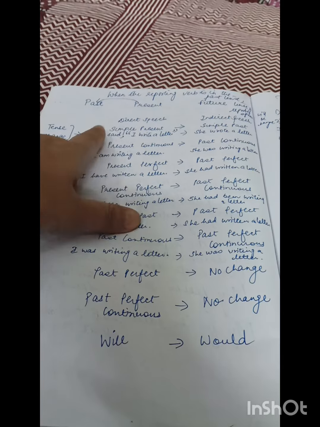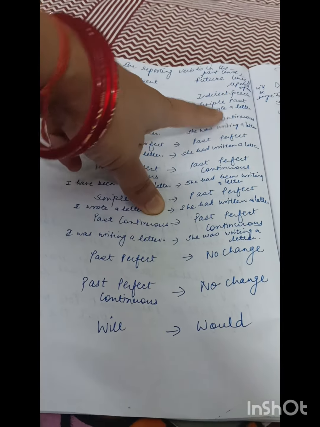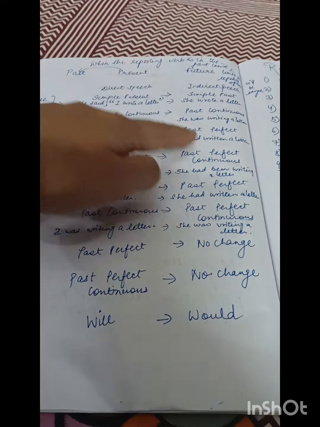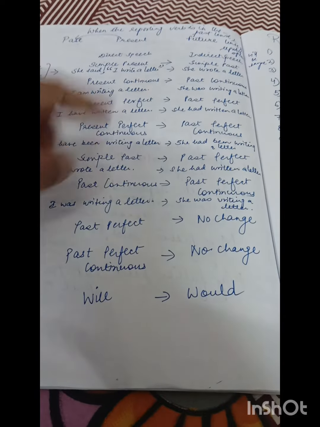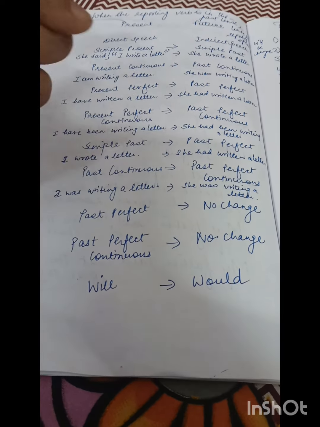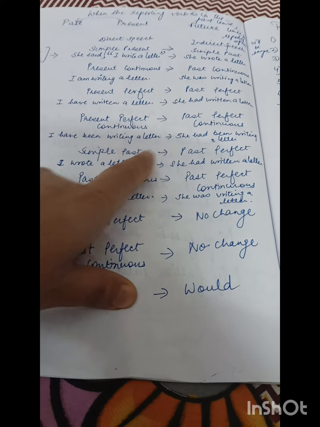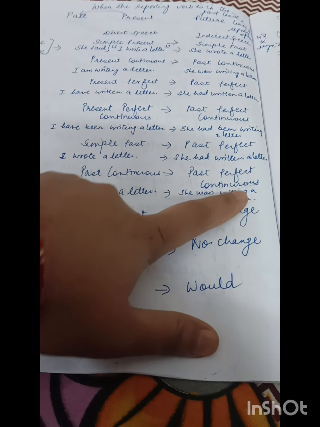How? Let's see. Simple present tense will get shifted into simple past tense. Present continuous, past continuous. Present perfect, back shift to past perfect. Present perfect continuous, back shift to past perfect continuous. Now comes the turn of past tense. Where will they shift? To the perfect tense of the same past tense. Simple past tense will get changed into past perfect. Past continuous will get changed into past perfect continuous.